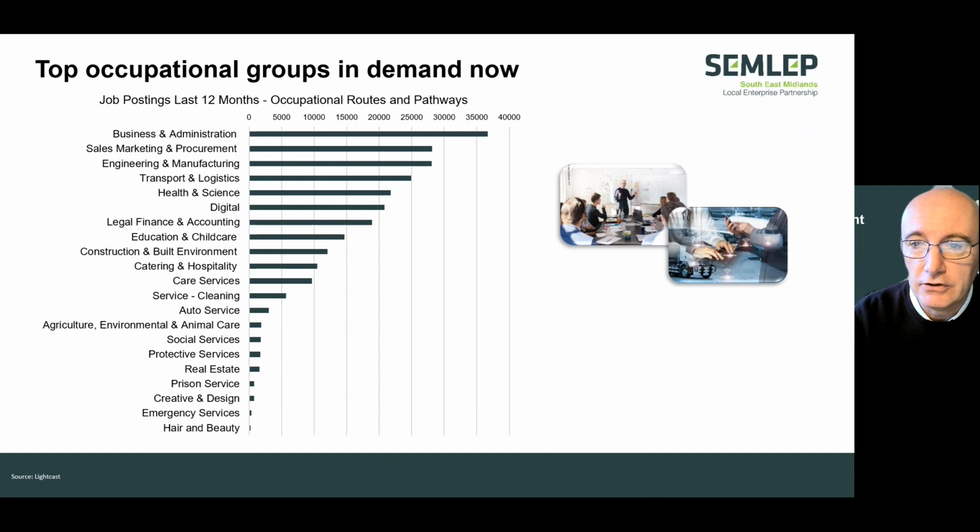Across a broad range of these occupational groups, business administration is the biggest. Then we have sales, marketing, procurement, and engineering, manufacturing, transport, logistics, health and science, and then digital. If you remember, on the employment by sectors, digital was 2%. Here it's our sixth biggest occupational group.